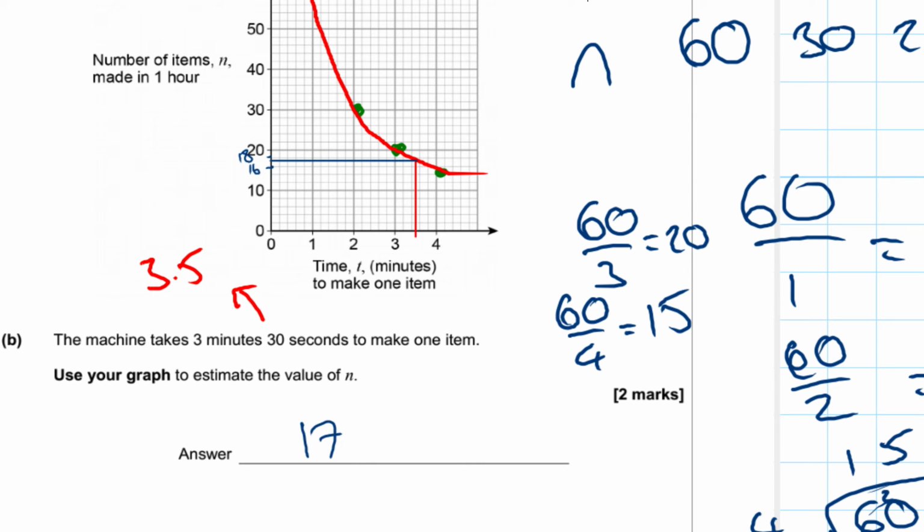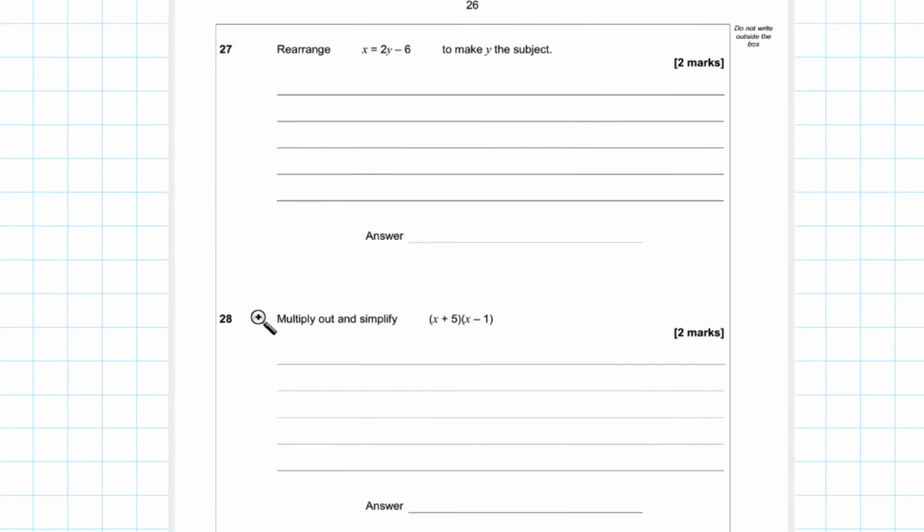Okay, let's move forward. The last two questions then is x equals 2y minus 6. So we need to rearrange to make y the subject. So here the first thing we do is want to make y by itself, so we need to get rid of this minus 6. So we move minus 6 to the other side by adding 6 to both sides. So this is x plus 6 equals 2y. Then we've got 2 times y here, so we divide both sides by 2. X plus 6 divided by 2 is equal to y. And that's your final answer here. We've got y by itself. This is the subject of the equation.